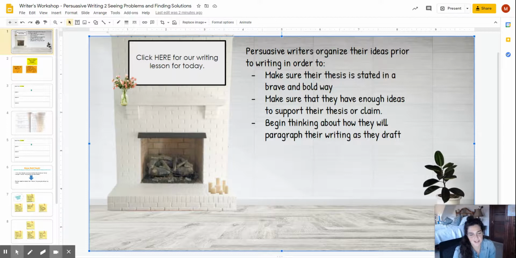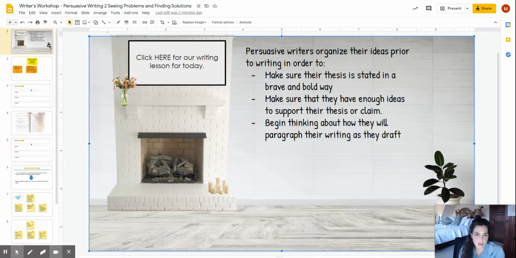Hi, third graders. Today in writing, we're going to continue our journey of persuasive writing, but we're going to stop for a minute and kind of regroup because yesterday when I was working with writers in class, I noticed that a lot of you have these great ideas, but you're having trouble organizing your thoughts.